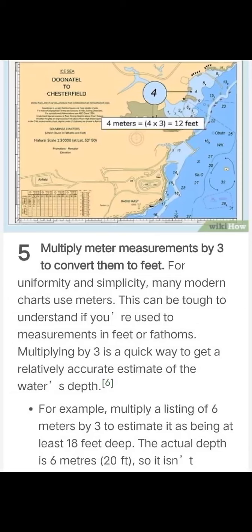5. Multiply meter measurements by 3 to convert them to feet. For uniformity and simplicity, many modern charts use meters. This can be tough to understand if you are used to measurements in feet or fathoms. Multiplying by 3 is a quick way to get a relatively accurate estimate of the water's depth. For example, multiply a listing of 6 meters by 3. The estimate is that it is at least 18 feet deep. The actual depth of 6 meters is about 20 feet.